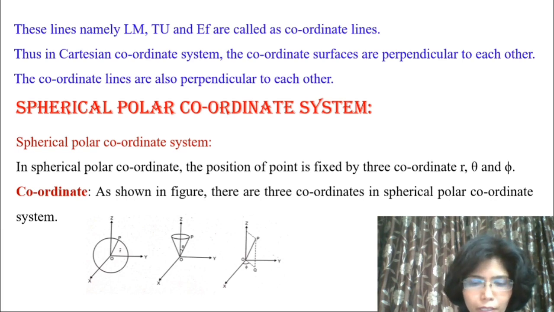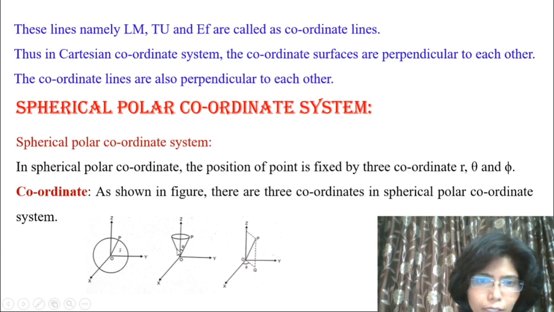For example, if we are dealing with a problem in the central force, that is gravitational or electrostatic force, then we write f bar is equal to r bar into f of r. The Cartesian coordinate system will be inappropriate. In such problems, we have to use the spherical polar coordinate system. Hence, the coordinate system should be chosen in such a way that it fits the problem to exploit any constraint or symmetry present in it. So in the spherical polar coordinate system, the position of the point P is fixed by the three coordinates, that is r, theta and phi.